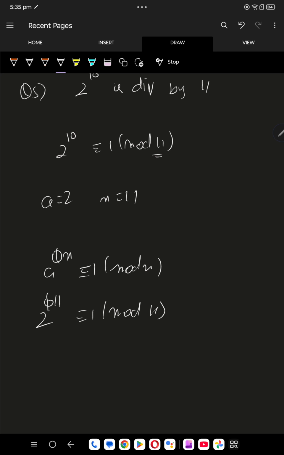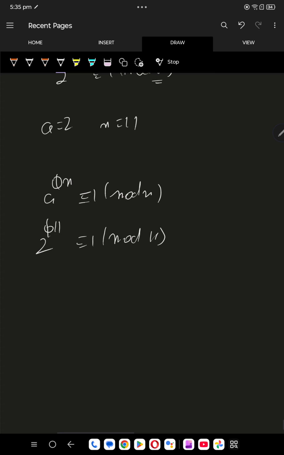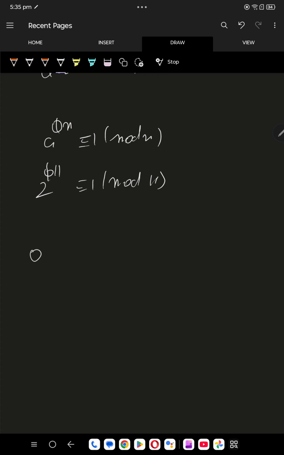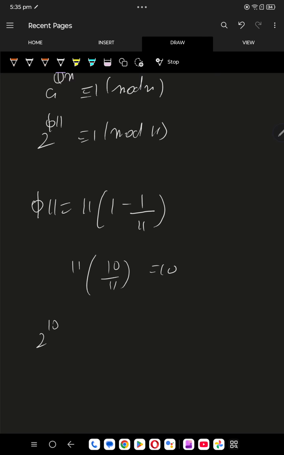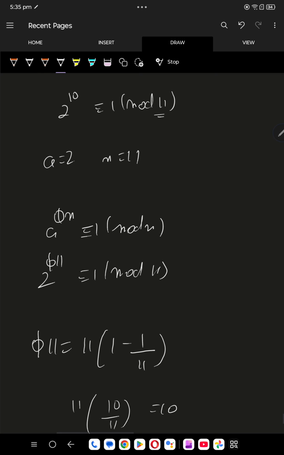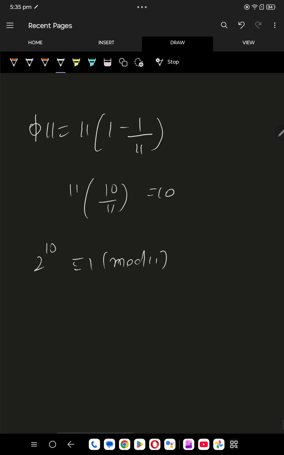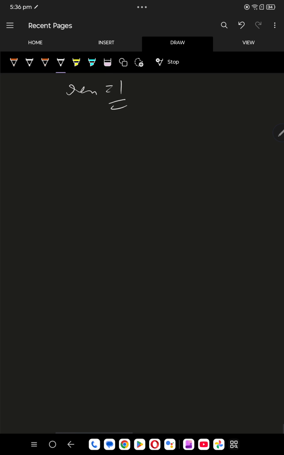Now 11, how are we going to write it? It is a prime number, so in that case only one way we can write. φ(11) is going to be 11 into 1 minus 1 by 11, so 11 into 10 by 11. So φ(11) is going to be 10. So 2 power 10 is congruent to 1 mod 11. But what do we want? We want 2 power 10 only. So remainder is what? 1. That's it. Simple. Let's go to the next question.